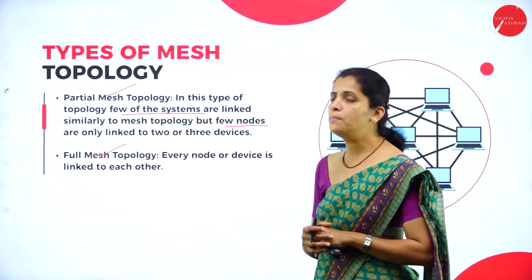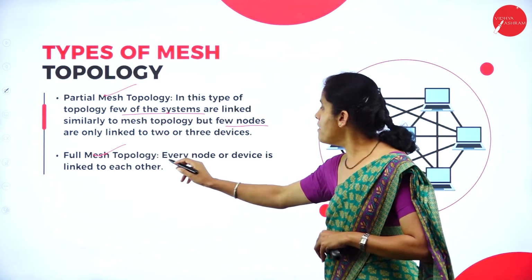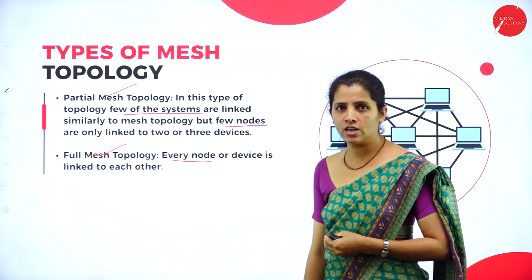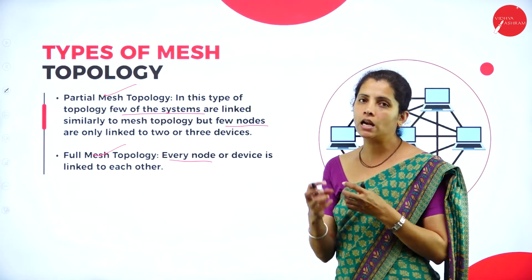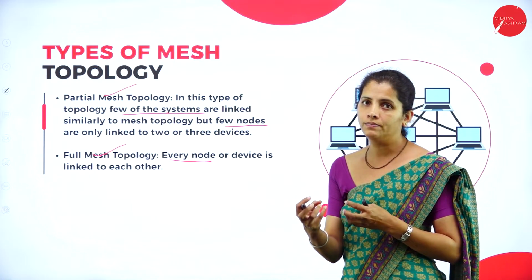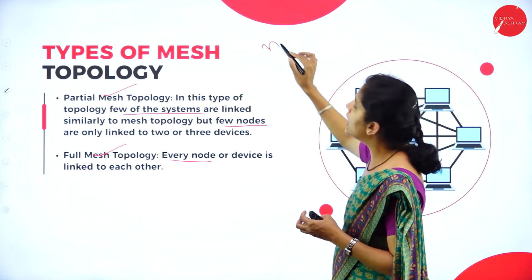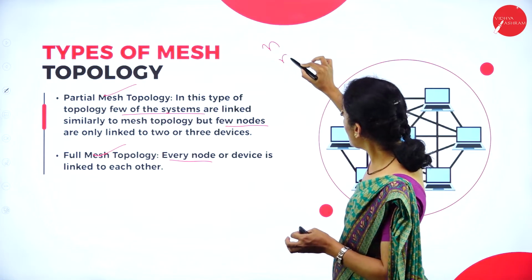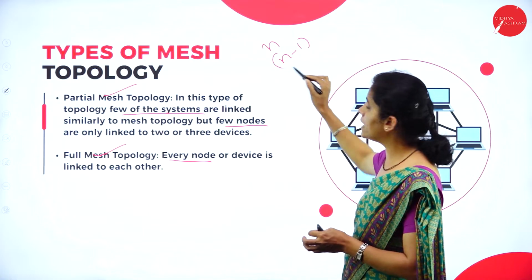And what about full mesh topology? Every node or device is linked to each other. So, every device is linked to each other. If I have n devices, then from each device I must have n minus 1 connections.